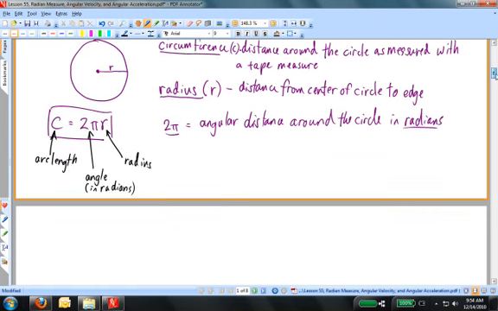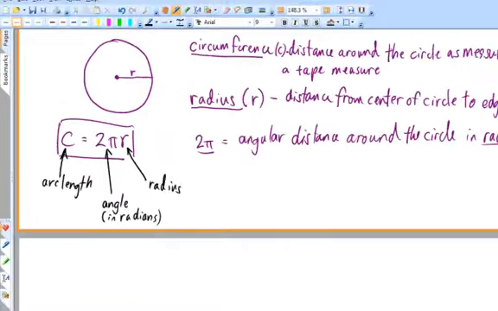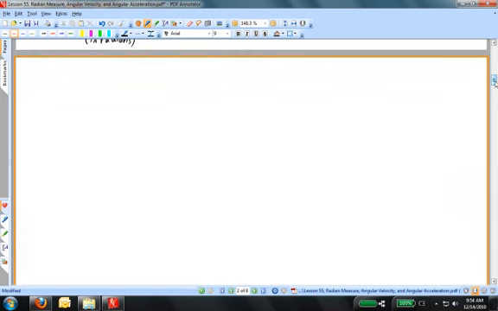The circumference of a circle happens to be a special case when you go all the way around the circle. Well, what if you don't go all the way around the circle? Is there some relationship between the arc length and the radius and the angle? And the answer to that question is yes, there is.